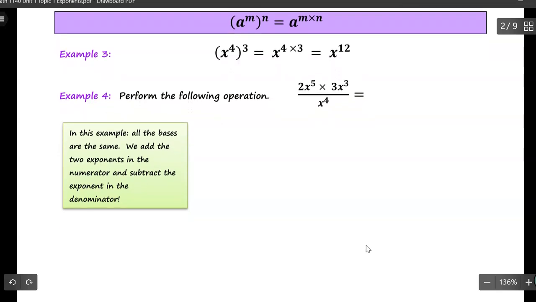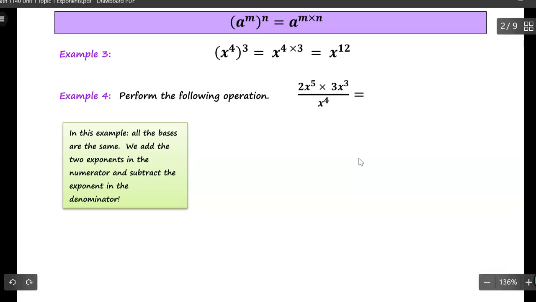Example number 4 asks me to perform the following operations. I have 2 times x to the exponent 5 multiplied by 3 times x to the exponent 3, the whole thing divided by x to the exponent 4. In this example, all the bases are the same. That means we add the 2 exponents in the numerator and subtract the exponent in the denominator. Let's write this down in a workbook, and I leave some space to work with.